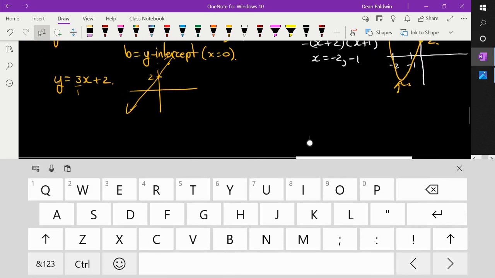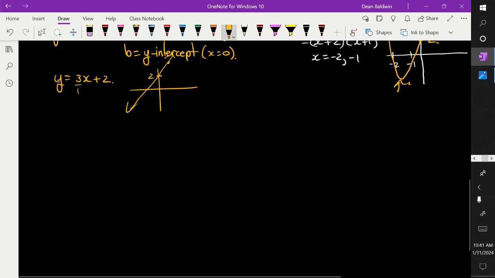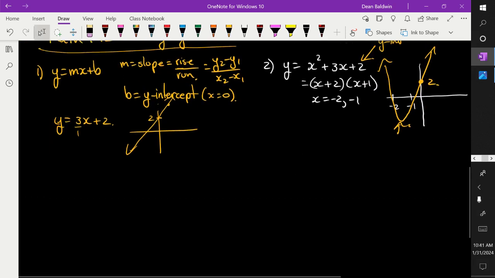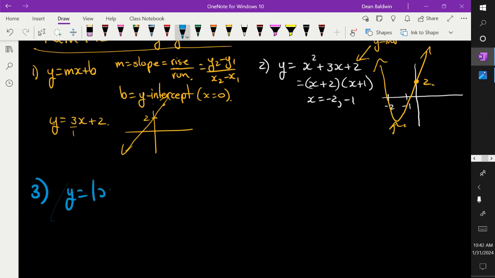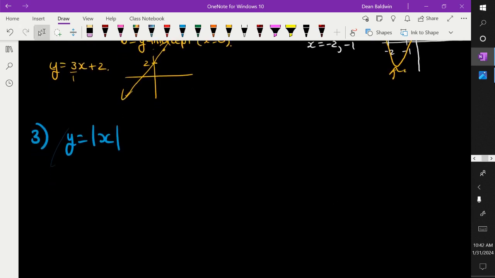Then you went on to grade 12. What did we do in grade 12? Pretty much everything else, right? So we did a bunch of different things. We did absolute value. Do you remember the absolute value graph? What does that look like? That's the V, right?